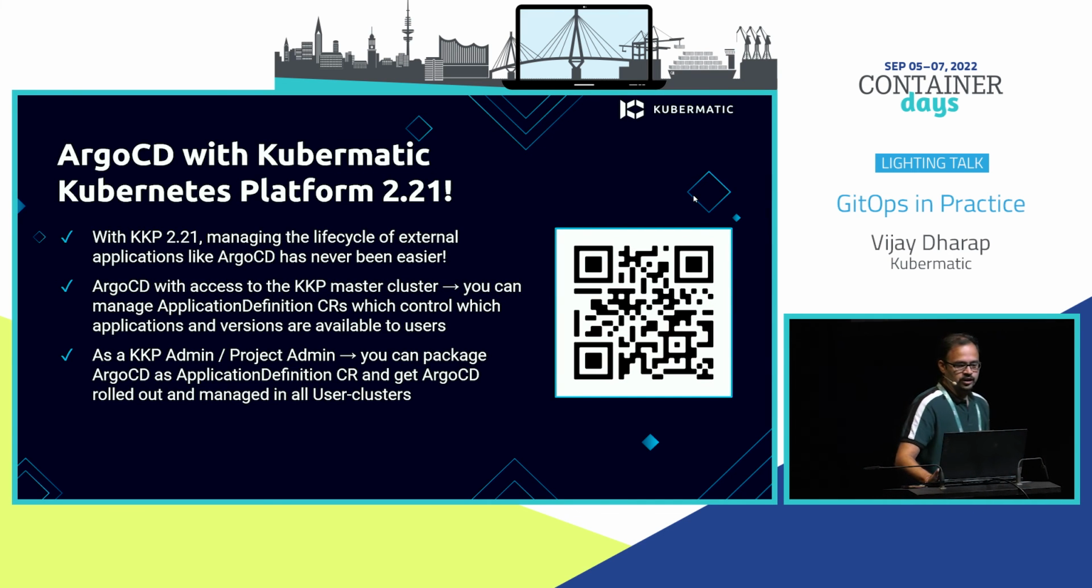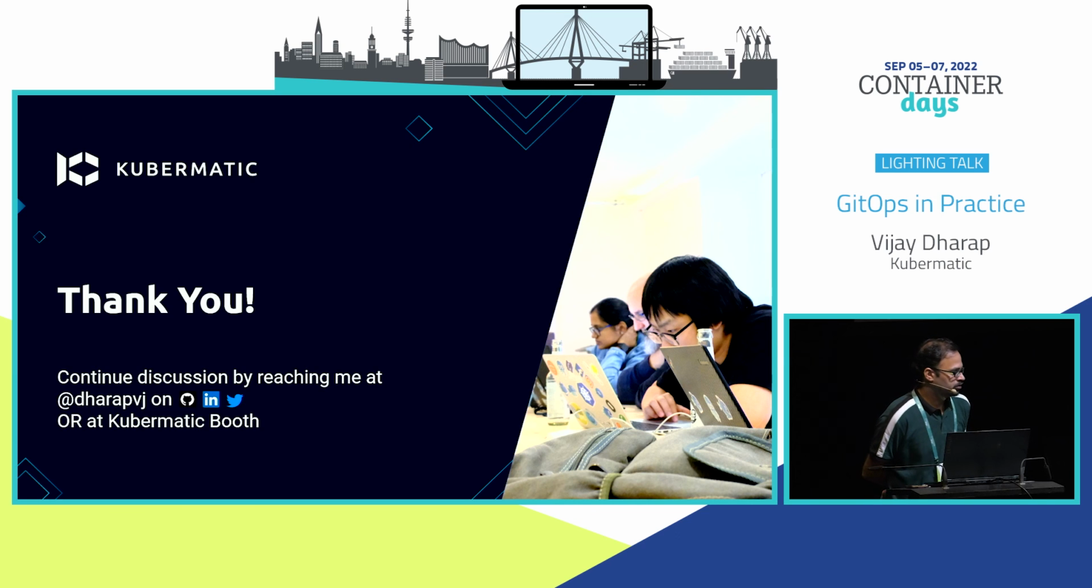And now with Argo CD, if you want to use it in the Kubermatic Kubernetes Platform 2.21 in specific, we have done a lot of improvements. Deploying Argo CD in your masters and seeds, as well as in your user clusters in a managed mode, has become really easy with the new release. So you are welcome to look at the QR code and read more about the application CR that we have introduced in KKP 2.21, which makes it really easy. And that was it from my side.